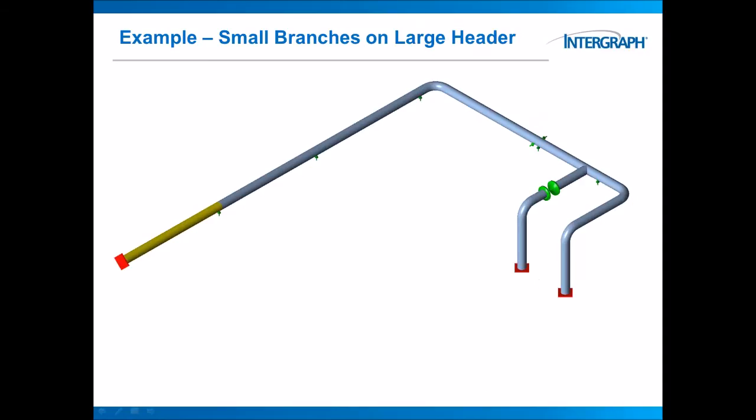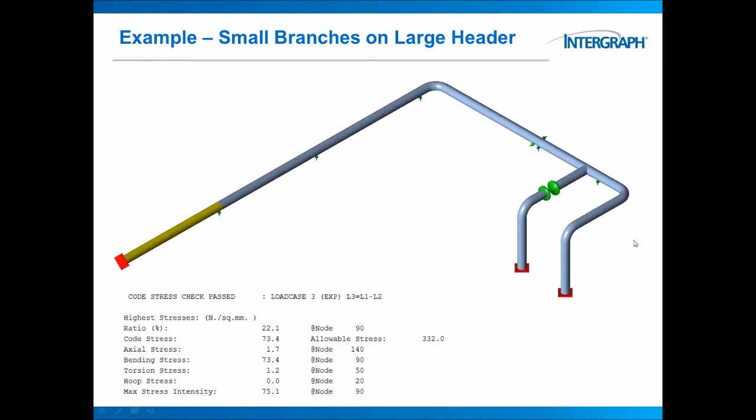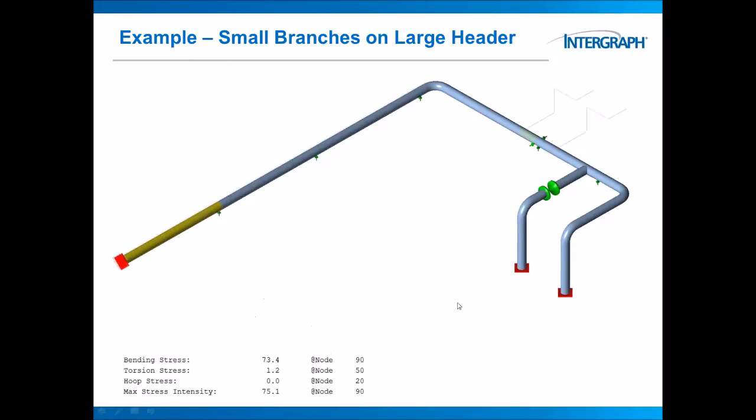Let's illustrate that with an example. It's to do with small branches on a large header pipe. This is a 24-inch system, and there are two small 2-inch branches around this guide here. A lot of the time, maybe you would just not include those small 2-inch branches in your analysis, and if you do that, then everything is fine. Running the analysis on this, we get 22% of the allowable as the highest stress in the system. Everything's fine if we don't include those two branches.